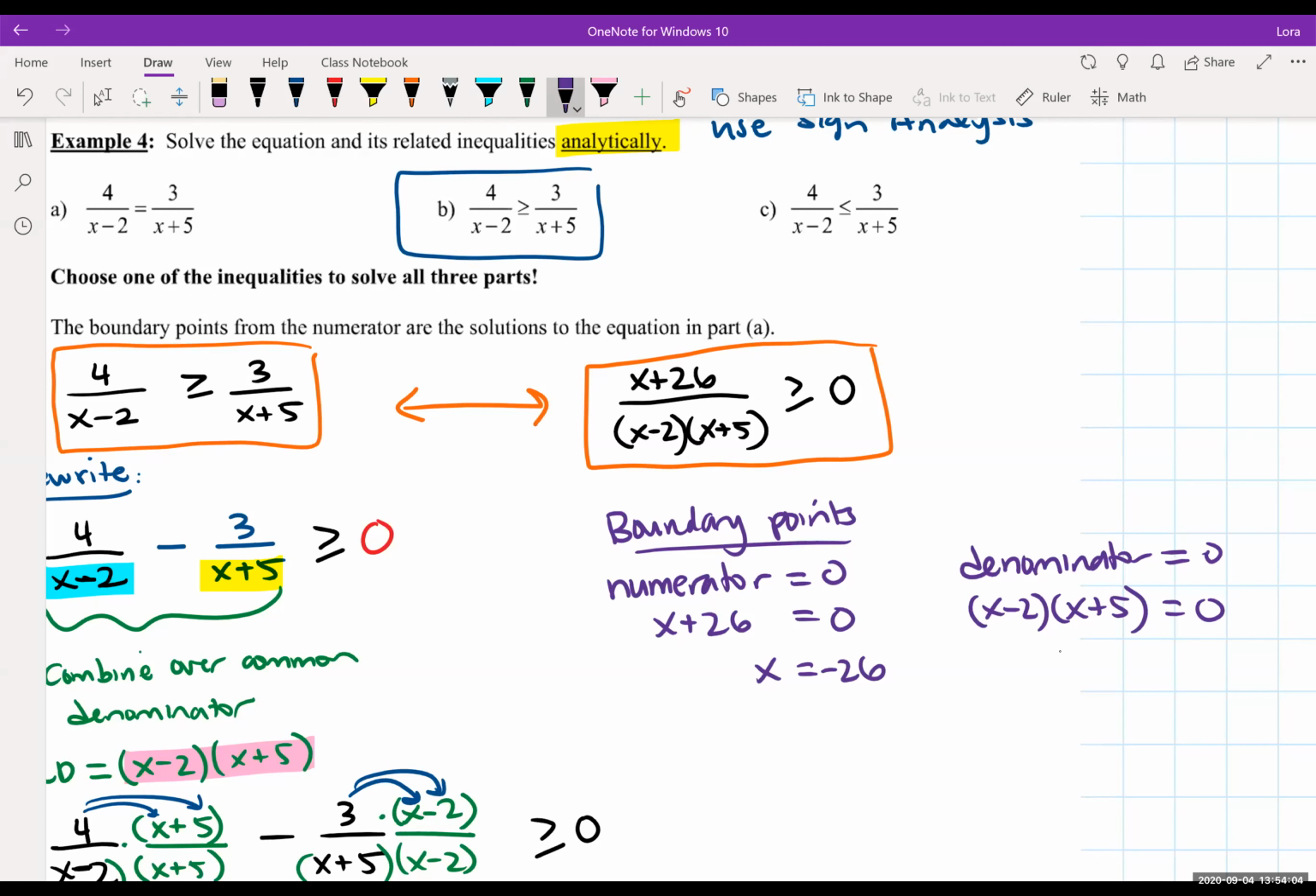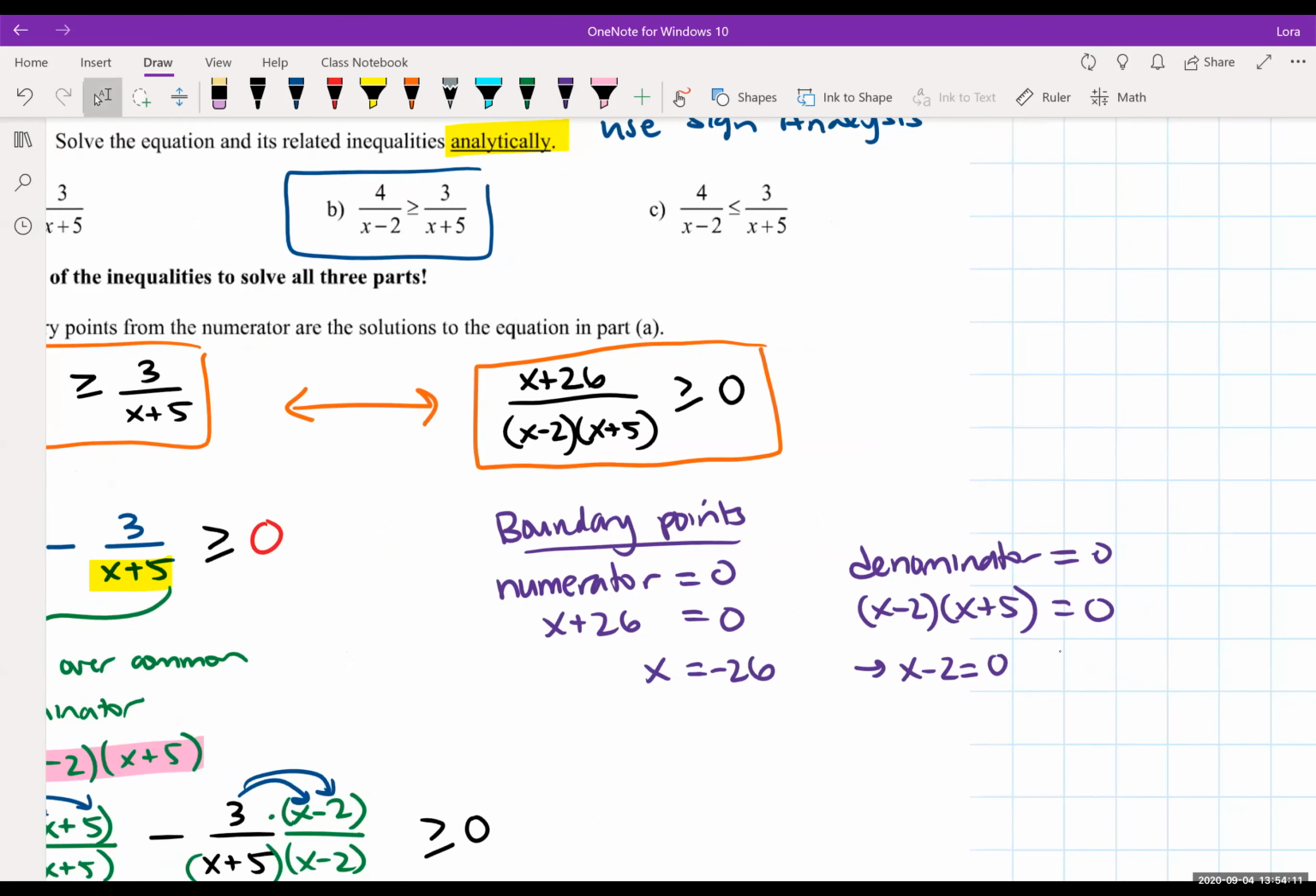And so from this, we actually get two resulting linear equations: x minus 2 equals 0 and x plus 5 equals 0. So we should get x equals positive 2 or x equals negative 5.